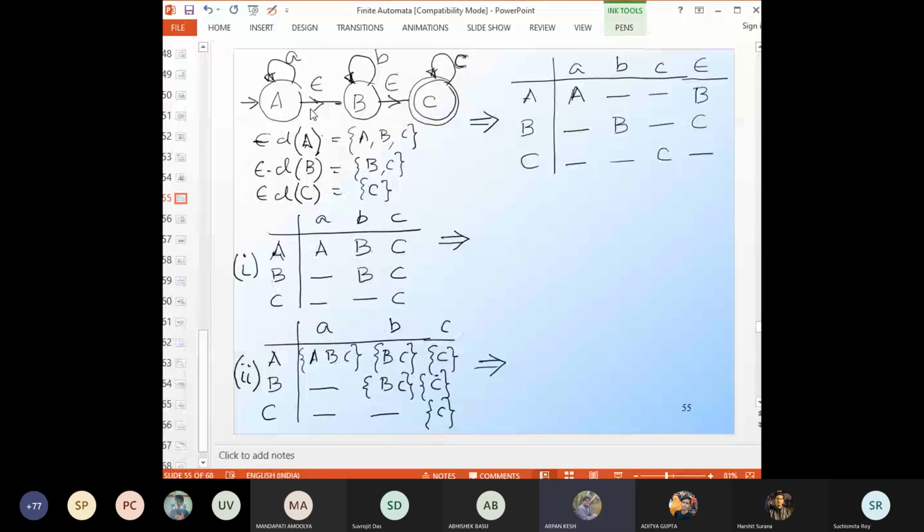The strings that have the alphabet C. Only C? What about, say, the string A, B, C? Will it be accepted? Yes, ma'am. So you follow the A transition, and then there is an epsilon transition to B. Then an epsilon transition to C.